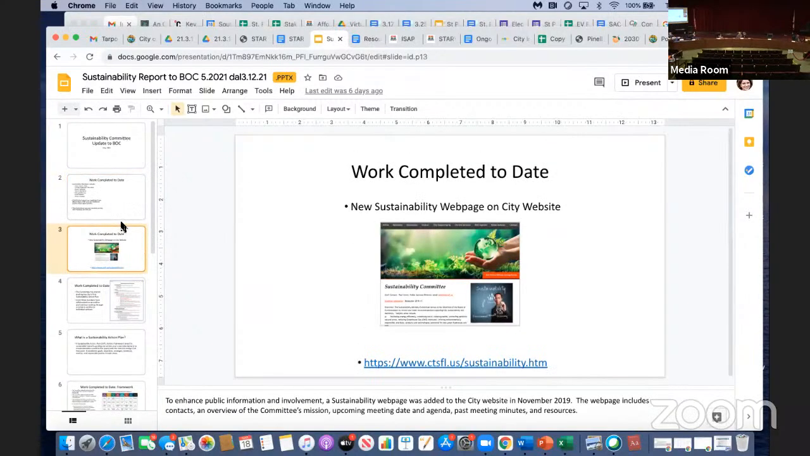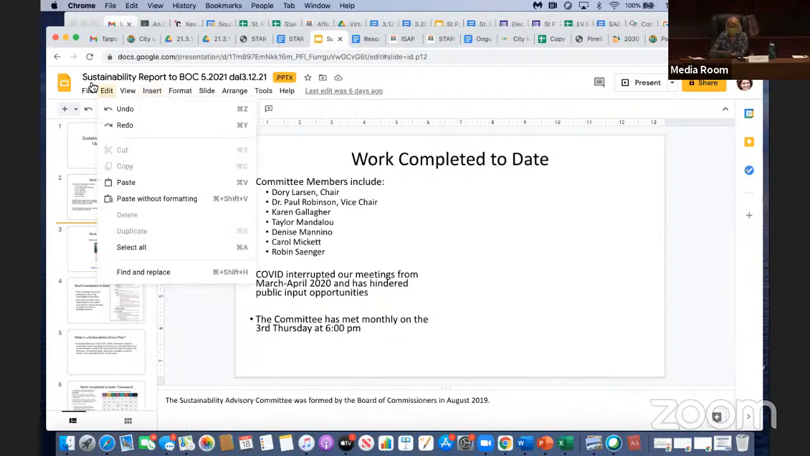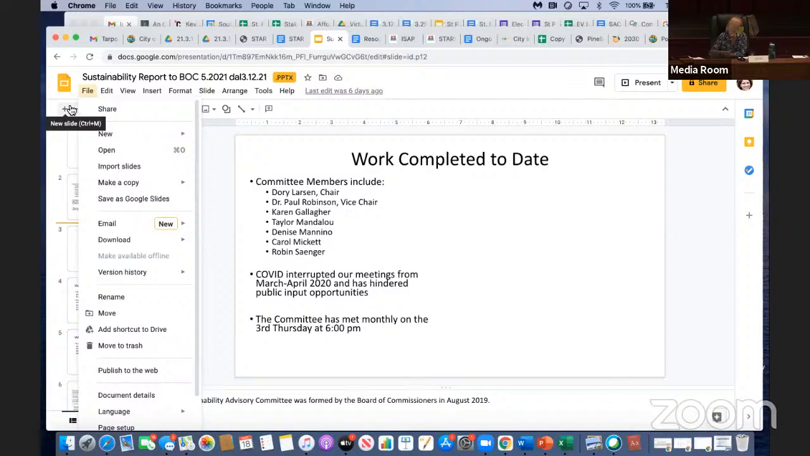So that's a great point. Last year we had the same conversation. I need to add that slide back in. Sustainability and resiliency, both, I think. It's in the Pinellas plan too. It is. Right on the front page.